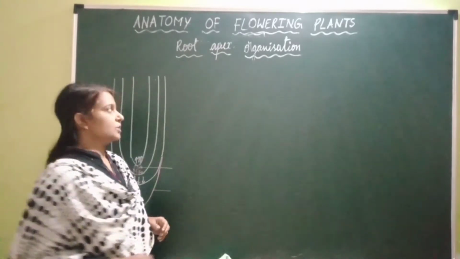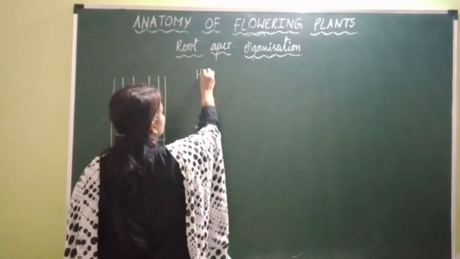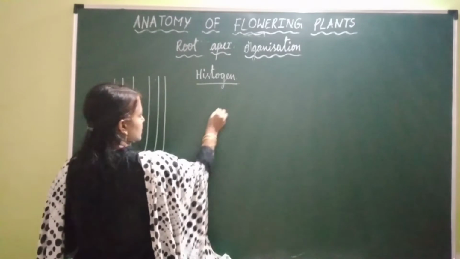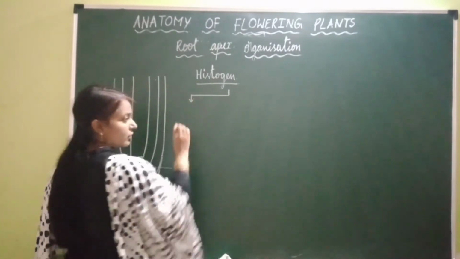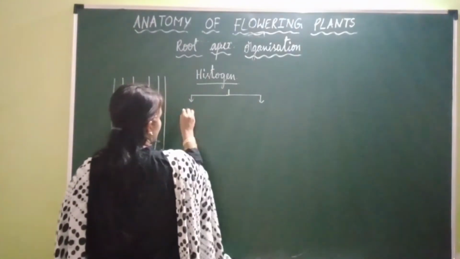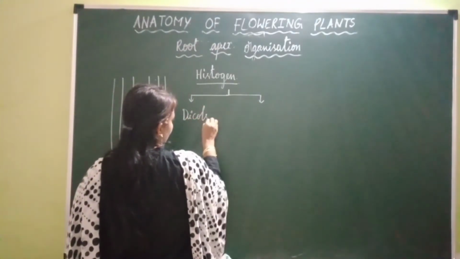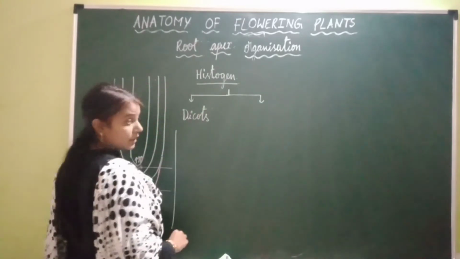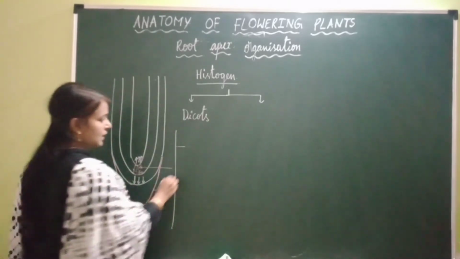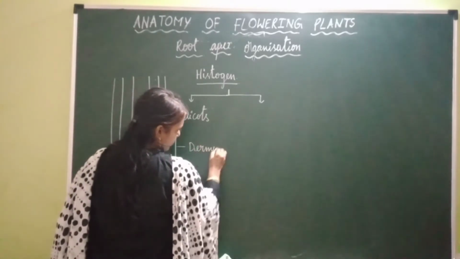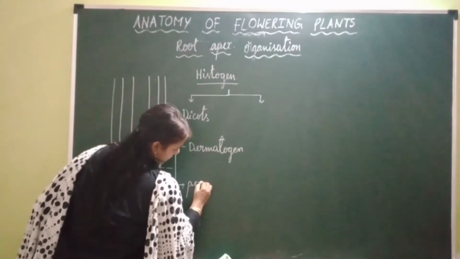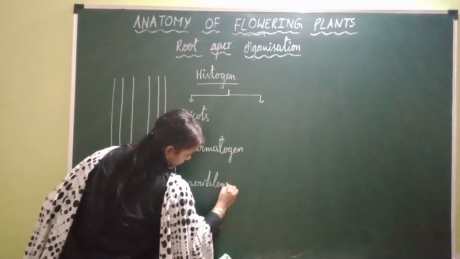Let's start with histogen theory. This histogen theory is given by the scientist Hanstein. According to this histogen theory, the root apex of dicots is different from the root apex of monocots. Let's study dicots first. According to this histogen theory, in the case of dicots, the root apex consists of three layers. They are dermatogen, periblem and plerome.